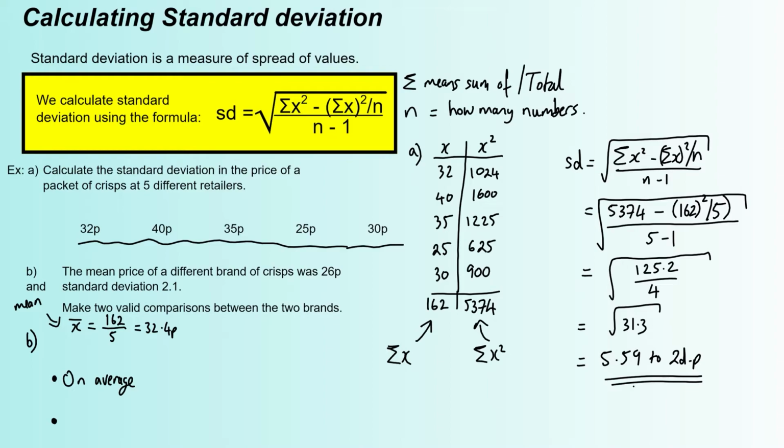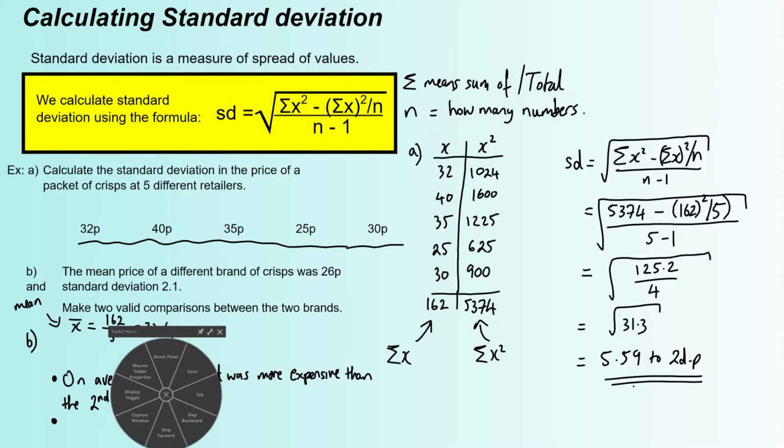You've already mentioned that you're talking about an average. I would say you're either comparing the first to the second or the second to the first. So I'm going to say the first packet of crisps was more expensive than the second packet of crisps. Okay, so that's my statement. Now I could say on average, the second packet of crisps was cheaper than the first packet of crisps, and that would be fine as well, as long as you keep it consistent with the results you've got.